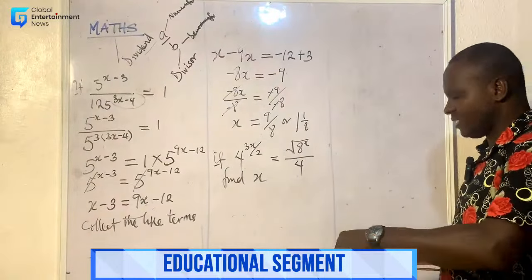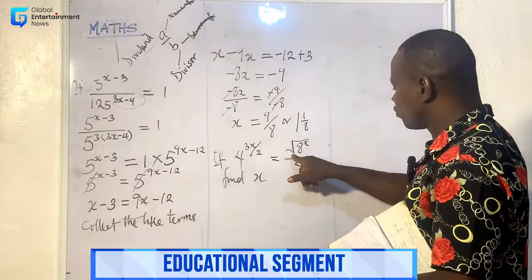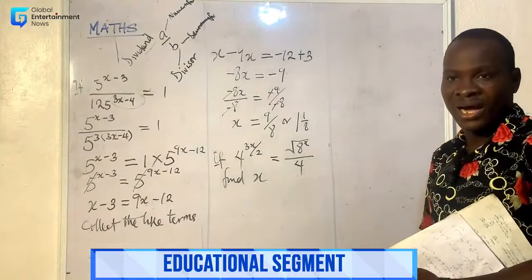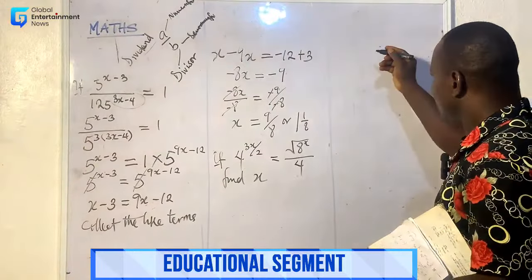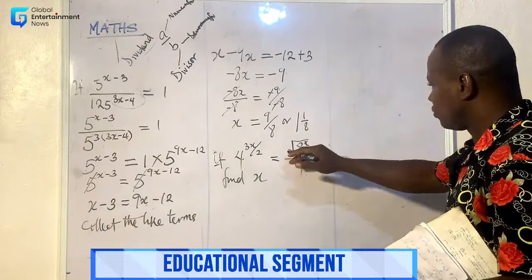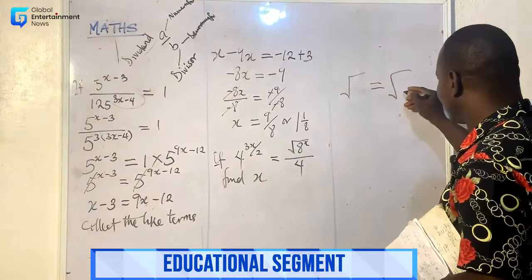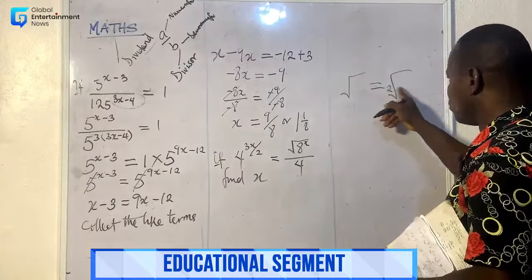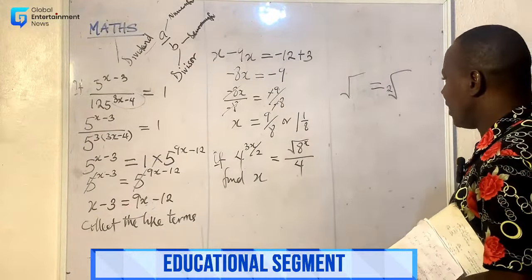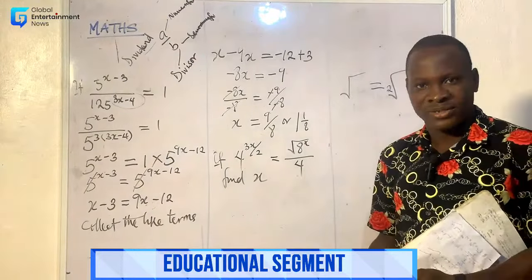Now, mere looking at this, what are you going to do? You have to remove this second root. If you could remember, I gave you the laws of indices, and I told you that if you have something like this, it's the same thing as second roots. Once you don't have anything here, it's the same thing as second root. That means we have second root of 8 power x.